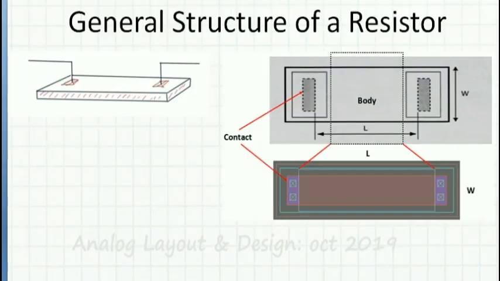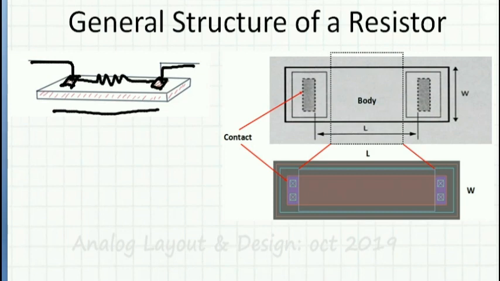Let's look into the general structure of a resistor. So this is a strip of a material having some resistance, but how do I use it as a resistor? What I do is I make a contact here, and then connect it to the external world using a metal. So the region between these two contacts acts as a resistor.